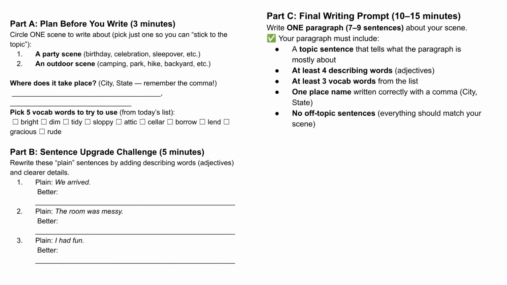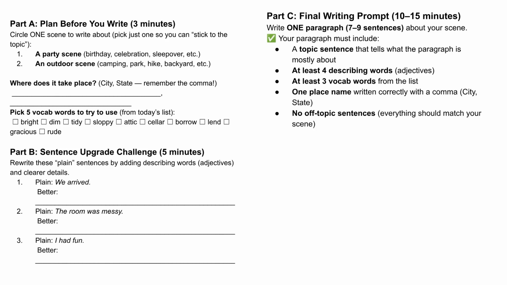We have made it to page 5, our final writing prompt. For part A, plan before you write. Circle whether you want to write about a party scene or an outdoor scene. Choose your setting and pick 5 vocabulary words to try and use.